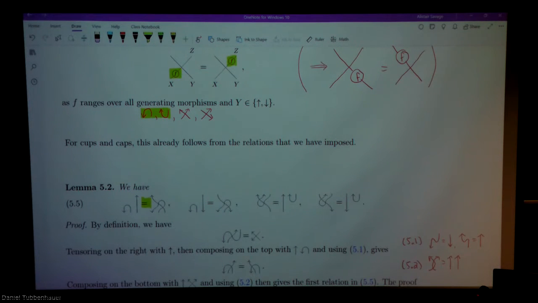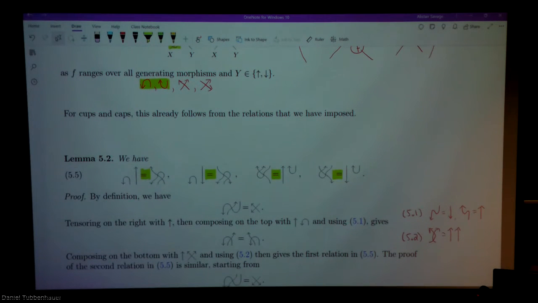And then if we take the left cup, then it's sliding through the up and the down arrow of these two relations, right? So these are relations we need in order for our category to be symmetric monoidal, and it turns out we can deduce these from what we already have.